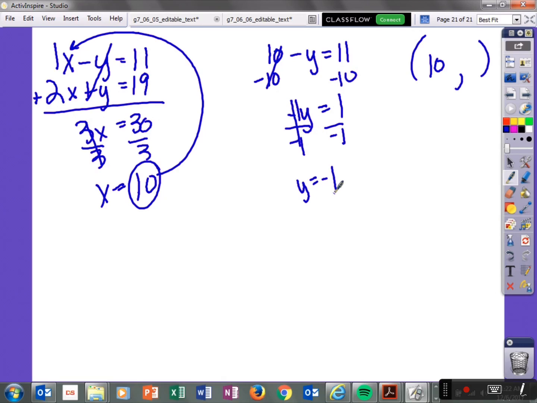What's wrong, Casey? I was just agreeing. So y equals negative 1. So our answer is 10 comma negative 1.